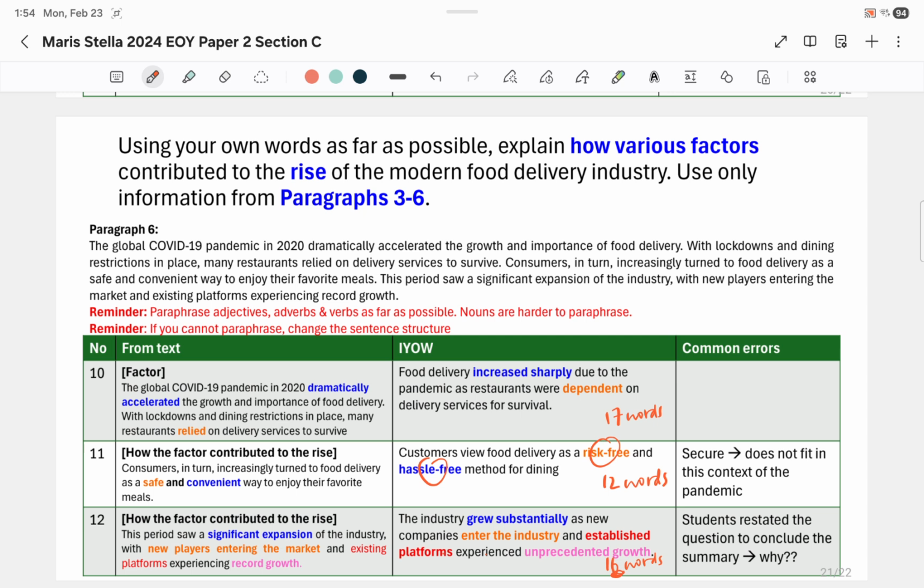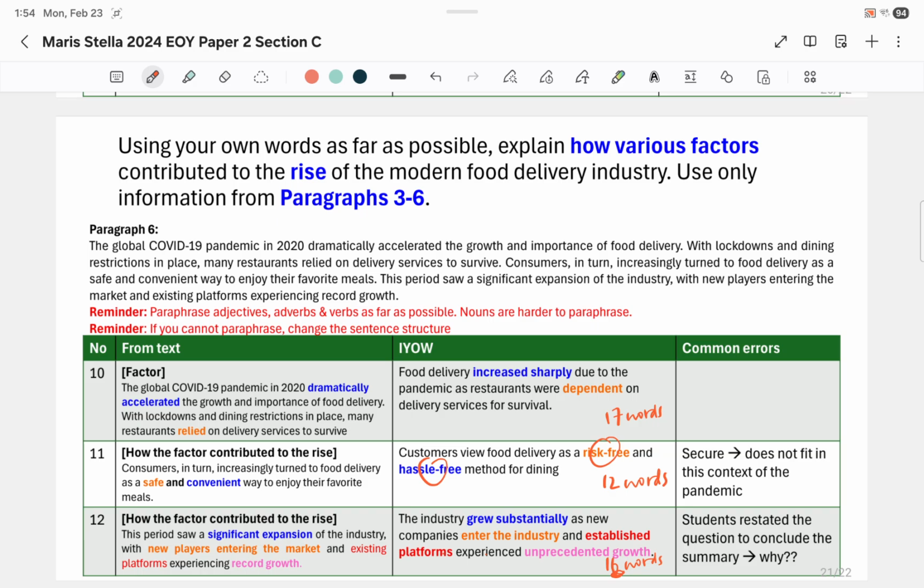Okay, convenient appeared quite a few times in the passage, so you want to show that you have more words than just easier. Okay, so hassle-free is considered one word, and it's another possible way you can paraphrase convenient in this context. Okay, so the next paragraph, you can see that it is about how there's unprecedented growth.